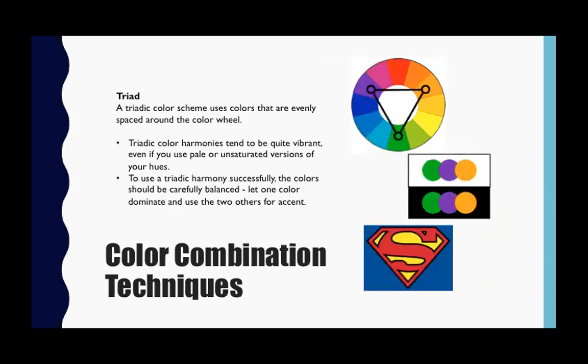You also have triad. A triadic color scheme uses colors that are evenly spaced around the wheel. Triadic color harmonies tend to be quite vibrant, even if you use pale or unsaturated versions of your hues. To use a triadic harmony successfully, the colors should be carefully balanced. So let one color dominate and use the two others for accent. So here's an example of a triadic color scheme with the Superman logo.